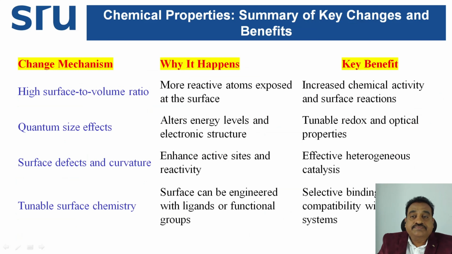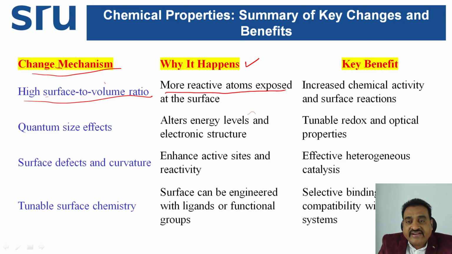So, coming to next one, chemical properties, a summary of key changes and benefits. You see, the change in mechanism is high surface area to volume ratio. Why it happens, we try to understand here. More relative atoms are exposed at the surface. Due to this high surface to volume ratio, it increases the chemical activity and surface reactions.